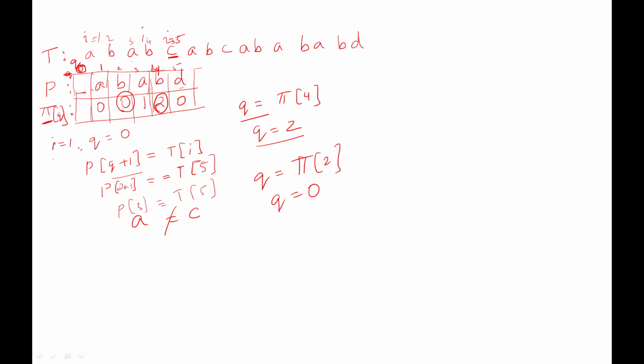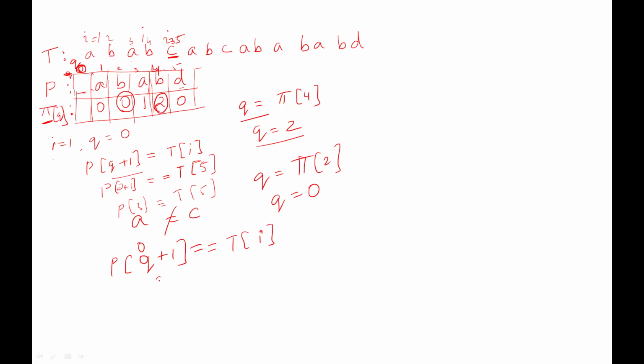So now what is the next step? Now again we find out whether P of, what is it? 0 plus 1, Q plus 1, right? So Q is now 0, whether it is equal to T of I. I is still at 5. I has not been incremented yet, it is still staying right here.